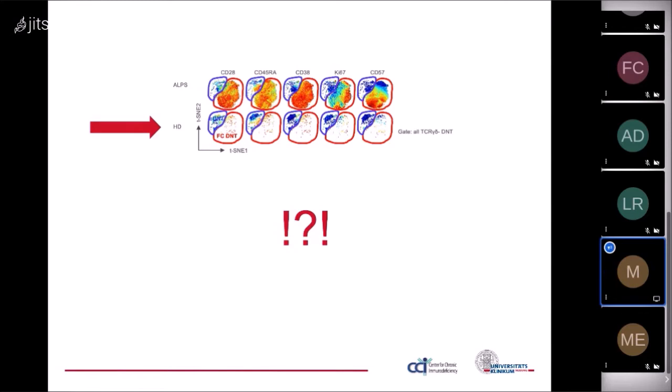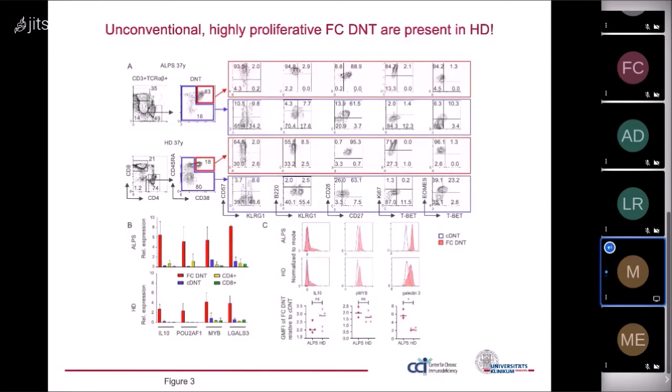So we performed very many flow cytometry analyses on many healthy individuals, and we could indeed find out that the FC DNT are present not only in ALPS patients, but also in healthy individuals. And in these healthy individuals, they share important features with the FC DNT of the ALPS patients. For example, they lack expression of TBET and KLRG1, but they have high expression of Ki67, EOMES, B220, CD57, and as already noted, CD27 and CD28.